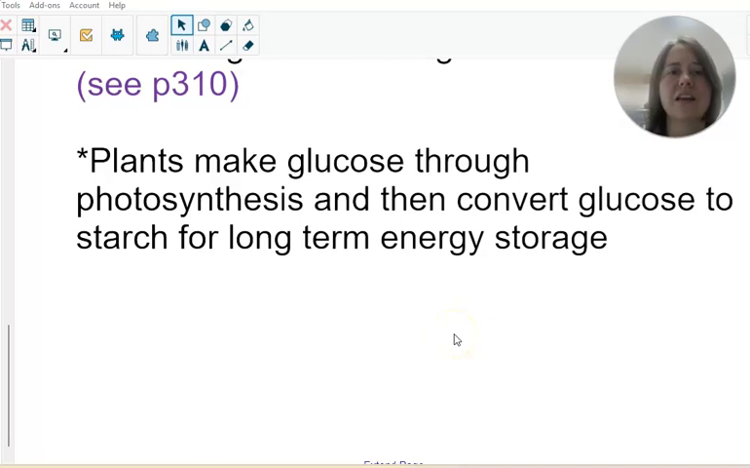So that is the end of 10.3, and in 10.4 we're going to talk more about chemical reactions and the energy that is either lost or gained or transferred during those chemical reactions.